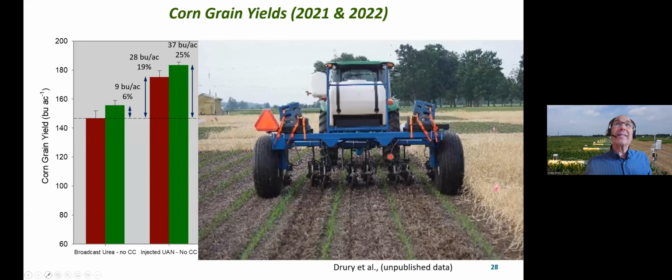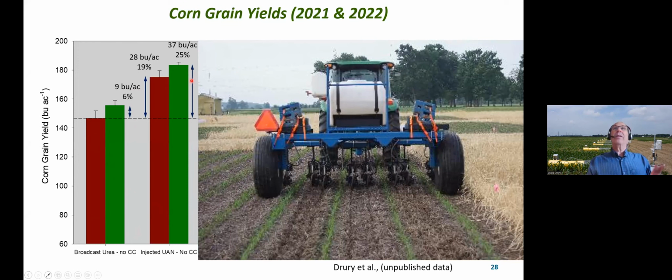And this is the last data slide, this next pair. So here we look at yields. As we've seen before, broadcasting compared to broadcasting with inhibitors, we had a 9 bushel increase, 6%. Going from broadcast to injection, a 28 bushel increase, 19% yield, and a 25% yield bonus when injecting with the inhibitors.